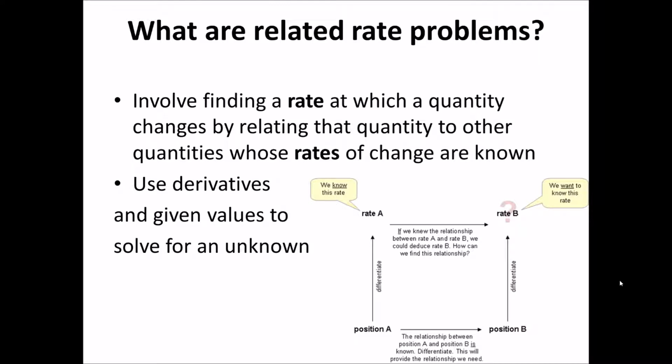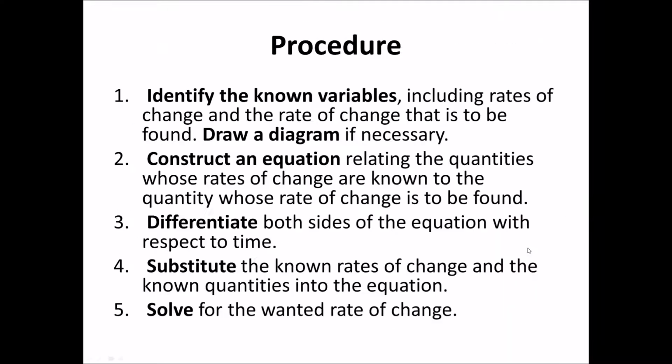Related rates problems are problems involving finding a rate at which a quantity changes by relating that quantity to other quantities whose rates of change we know. We use derivatives and given values to solve for this unknown value. There's a 5-step procedure which could be used to solve related rates problems.